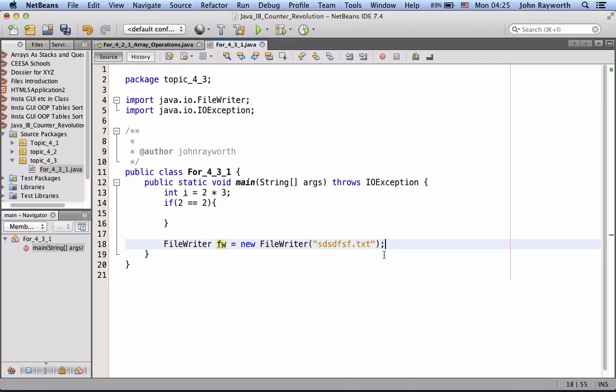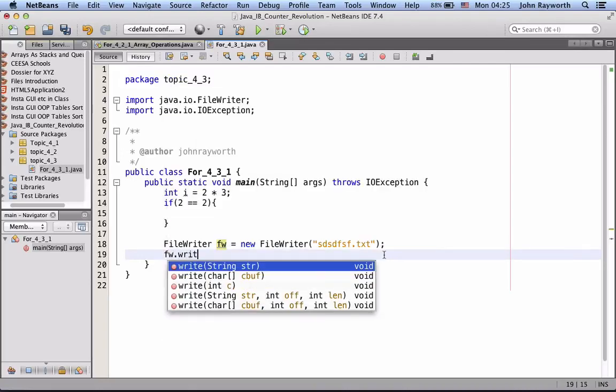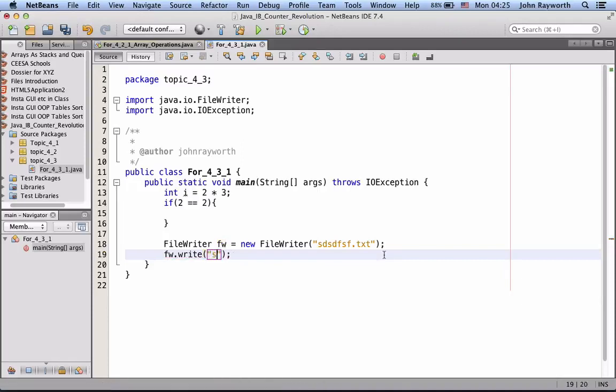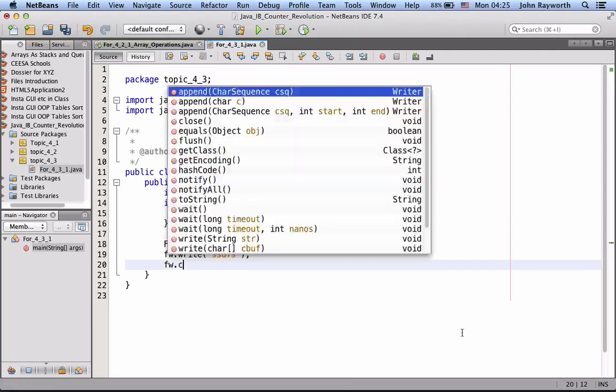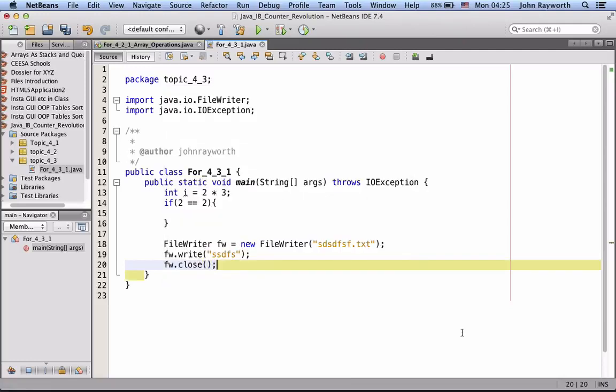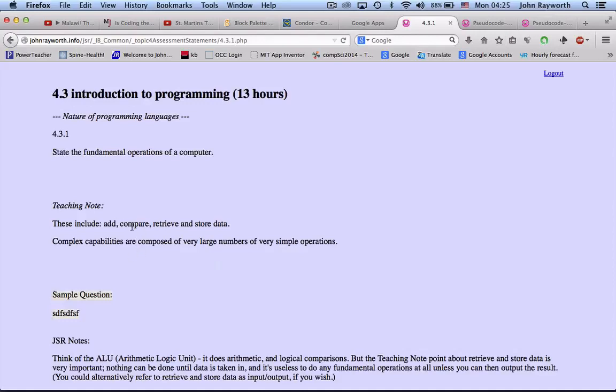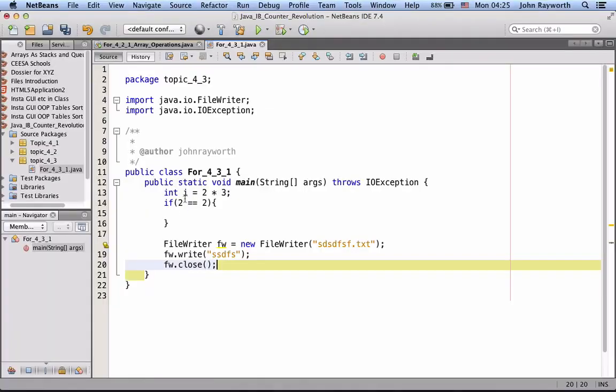So with our file writer, we could write something and then close our file writer. And yeah, so the fundamental operations of a computer are basically adding, comparing, and reading and writing to the hard drive.